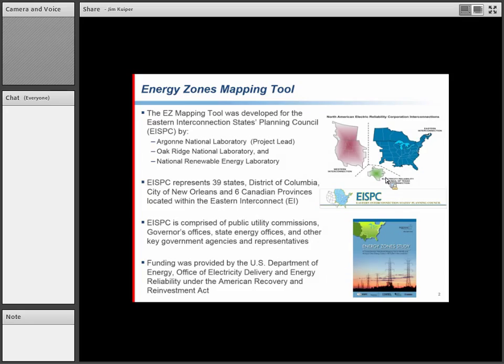And it's really comprised of public utility commissioners, folks from governor's offices and state energy offices, and a lot of other key government agencies and representatives that are involved in energy planning, and also legislation related to energy policy. The original funding was from the Department of Energy, Office of Electricity Delivery and Energy Reliability. Original funds were part of the American Recovery and Reinvestment Act, and the current project is continuing to be funded by the Department of Energy with their operating funds.